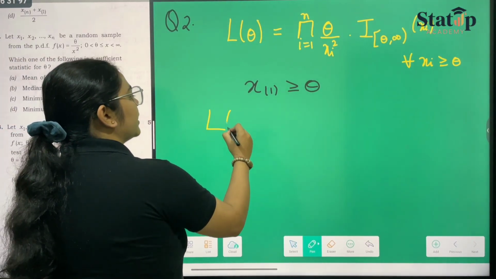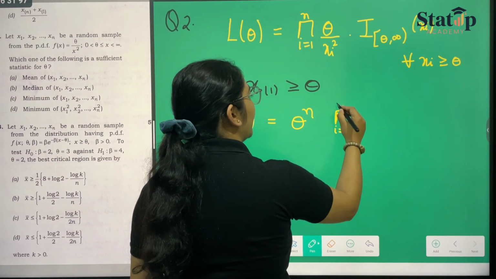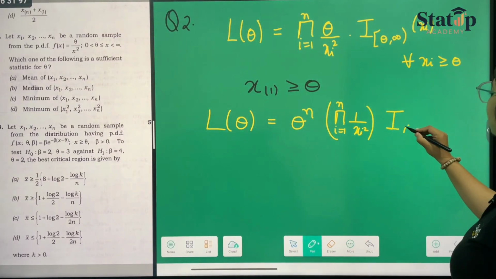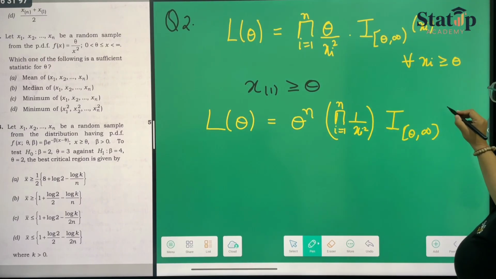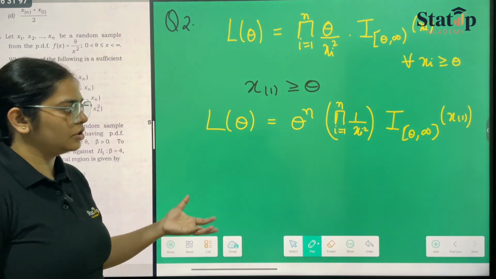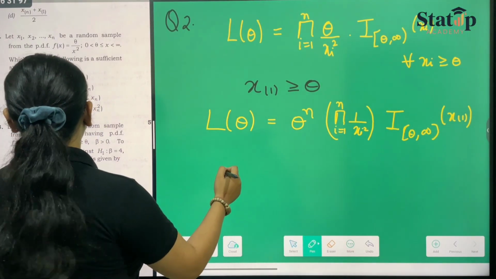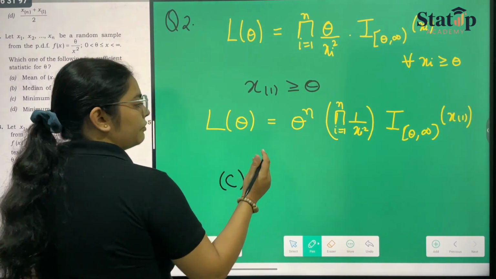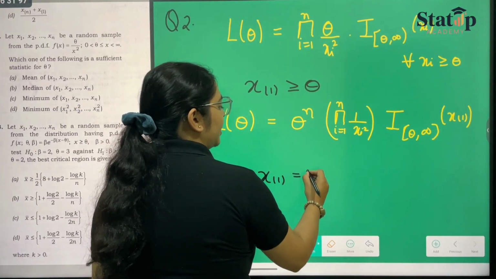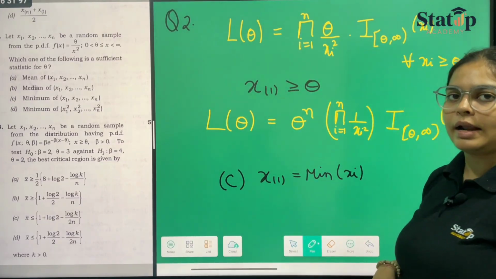To convert this, we will be taking L(theta) equals theta raised to the power n, product i goes from 1 to n of 1 upon xi square into I of theta to infinity of x1. Okay. So here by comparing with the factorization theorem, we can see that the only thing it depends on is x1. So hence we can say that the sufficient statistic for the given PDF is minimum x1, which is the minimum of all the xi's. So option number C will be the correct option for this question.